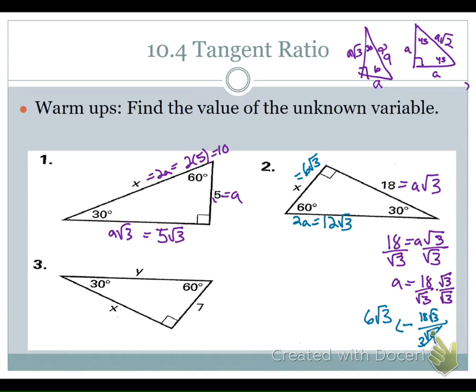Nice job. And then our last one over here, which side do I have? 7, and that's which one? A. So we know over here that means this is A square root of 3. So it's going to be 7 square root of 3. And we know up here that's going to be 2A, which is going to be 14. Nice job, guys.